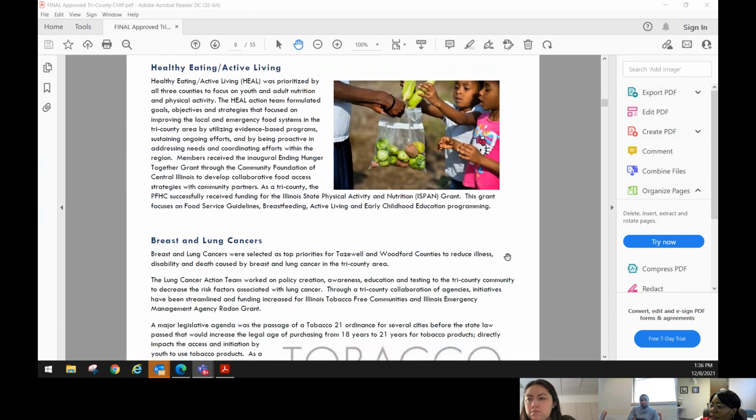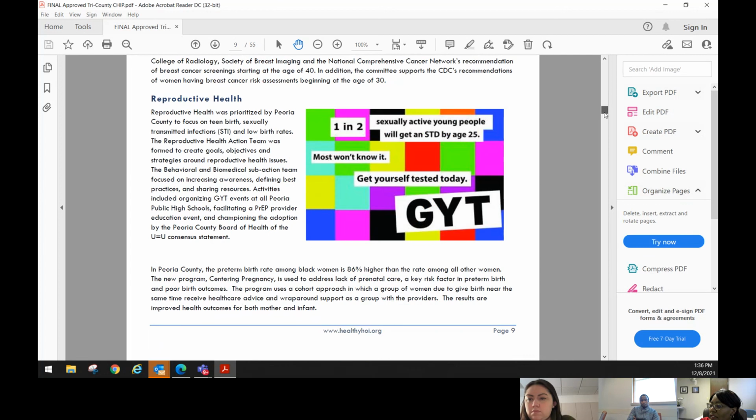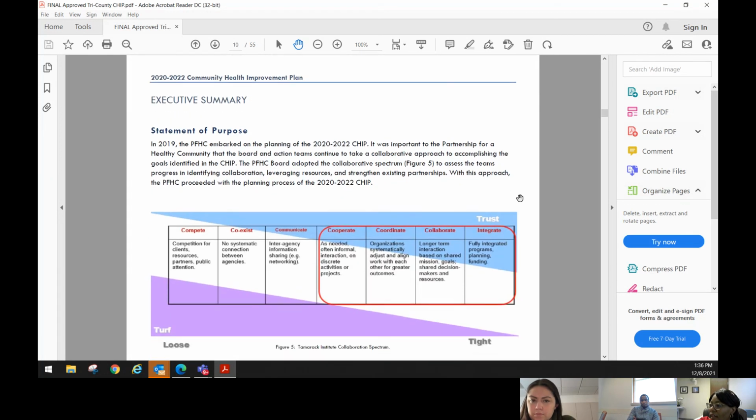You can look through this to see what we did. Those are some of our initiatives that we just highlighted. You can look at that when you get a chance. Get yourself tested.